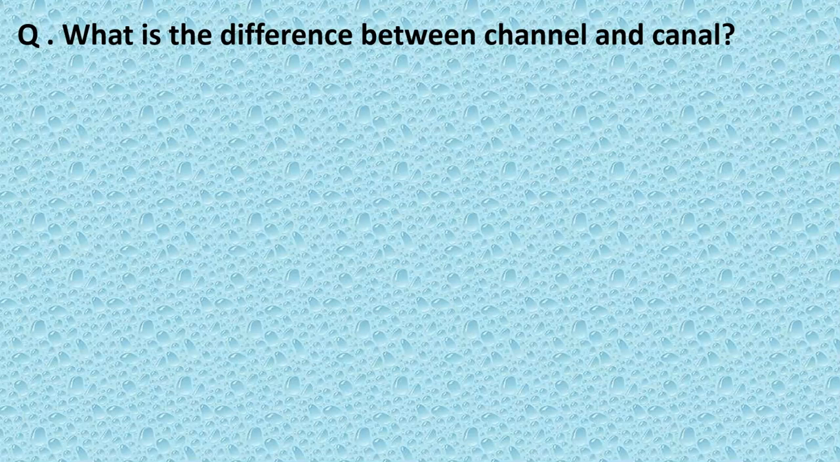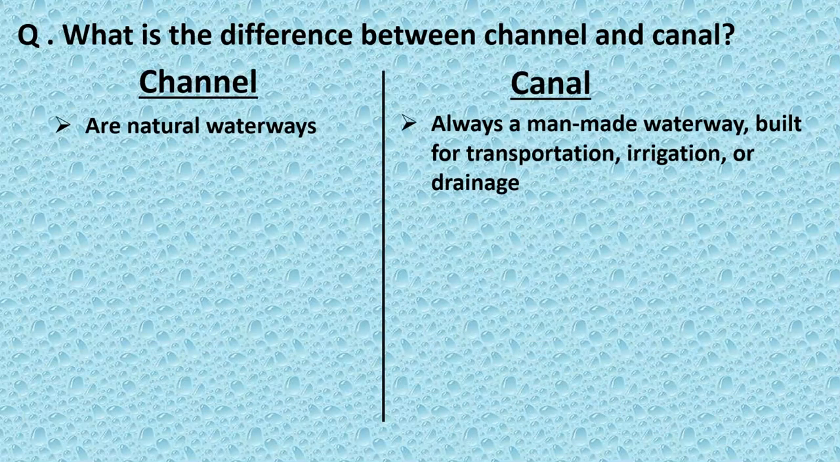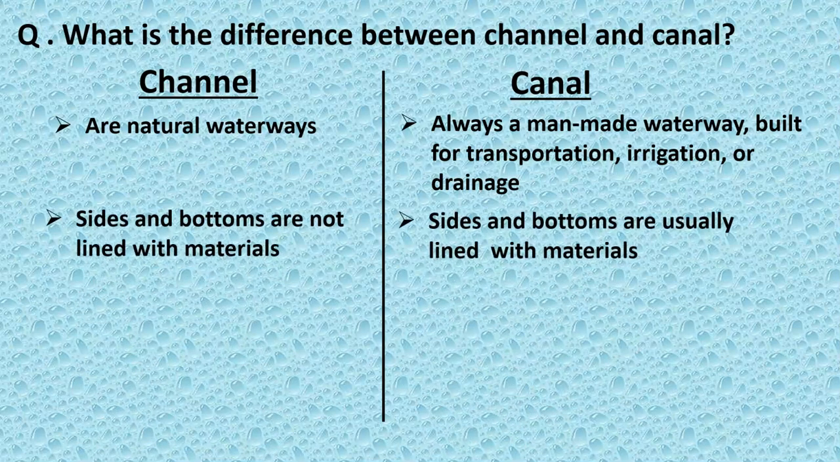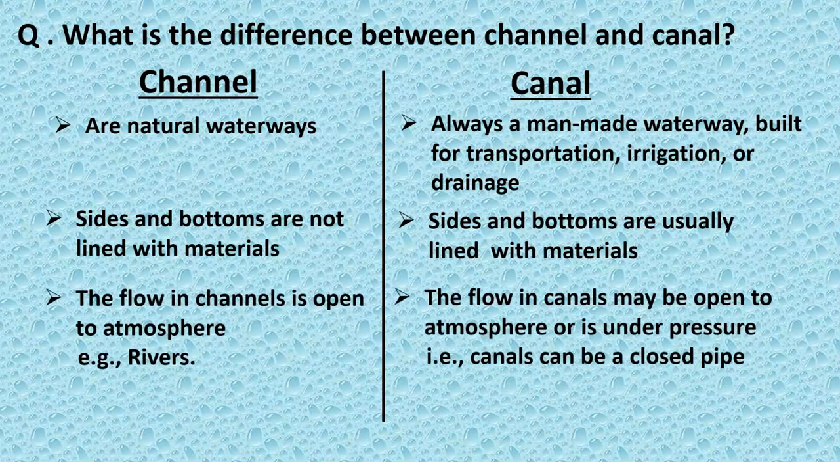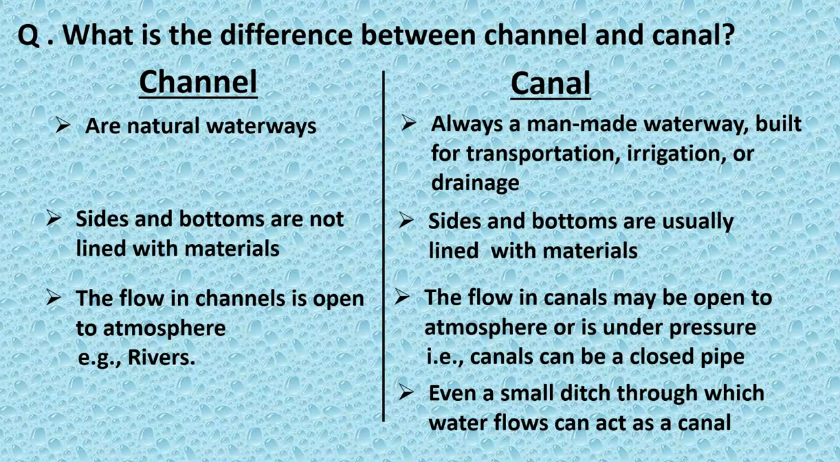Now, what's the difference between channel and a canal? Channels are natural waterways, whereas canals are always a man-made waterway built for transportation, irrigation, or drainage. In the case of channels, sides and bottoms are not lined with materials. In the case of canal, sides and bottoms are usually lined with materials. In the case of channel, the flow is open to atmosphere, example river. In the case of canal, the flow may be open to atmosphere or is under pressure, that is, canals can be a closed pipe. Even a small ditch through which water flows can act as a canal.